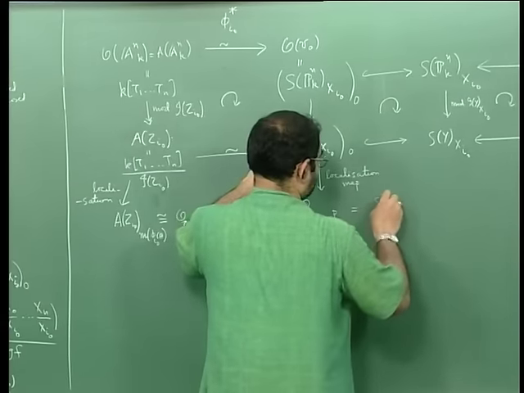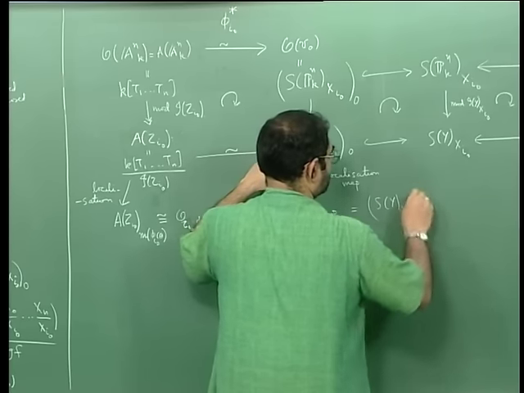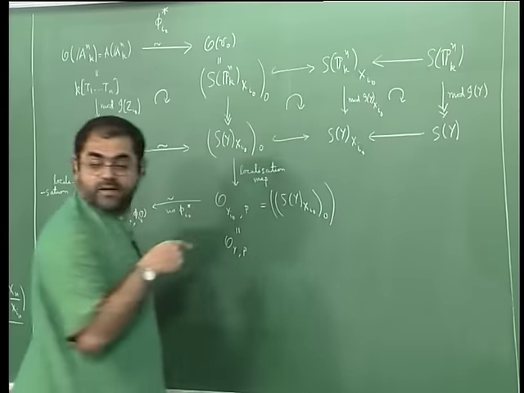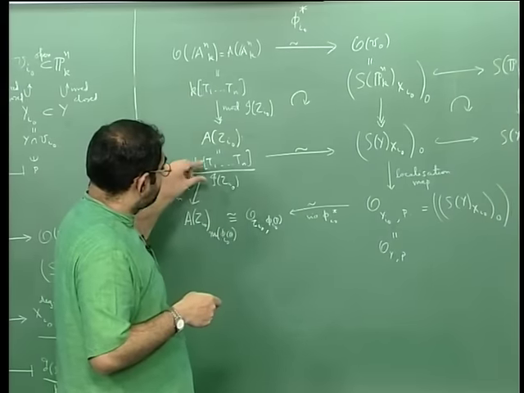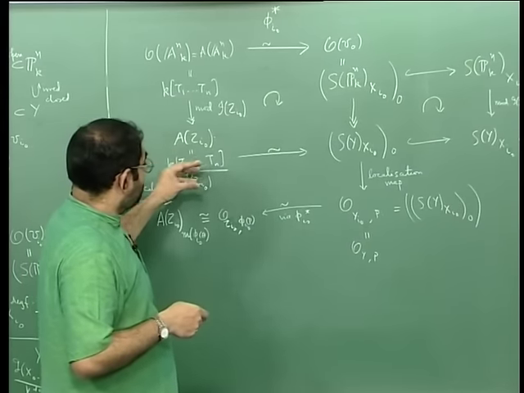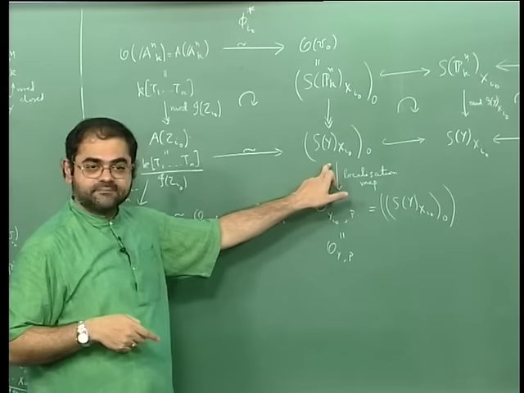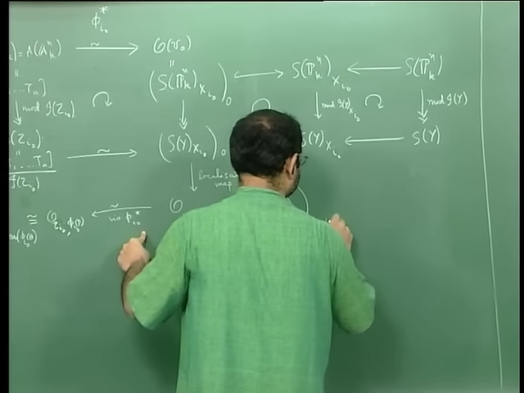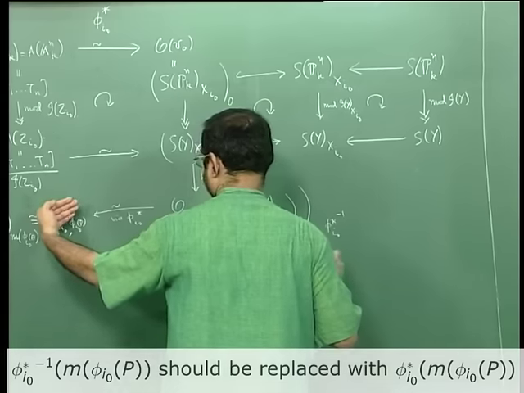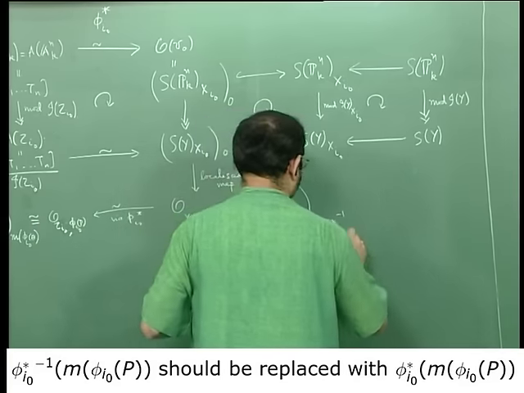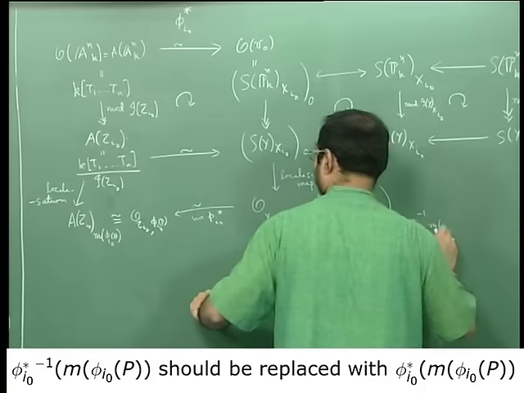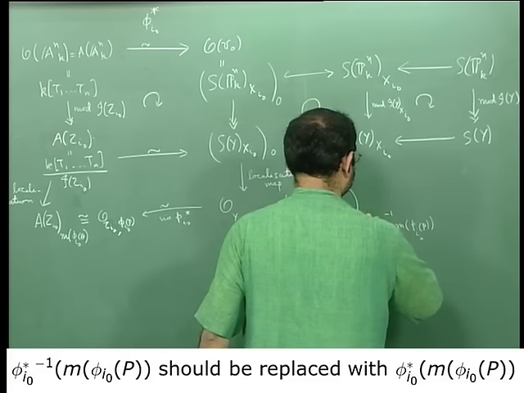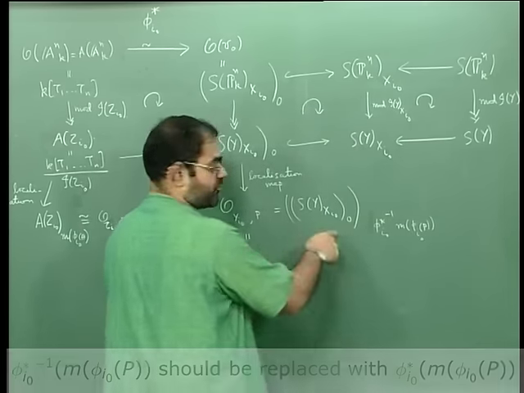This is going to be this ring S(Y)_{x_{i0}}, okay, and then you have to further localize it; take the degree 0 part, and then further localize it at the maximal ideal that you get, which is the image of this maximal ideal here. So it is going to be localized at phi_{i0}^* inverse; there is going to be a map like this, and that is going to pull back this maximal ideal phi_{i0}(p). You have to localize at this ideal, okay, this is what it is going to be.